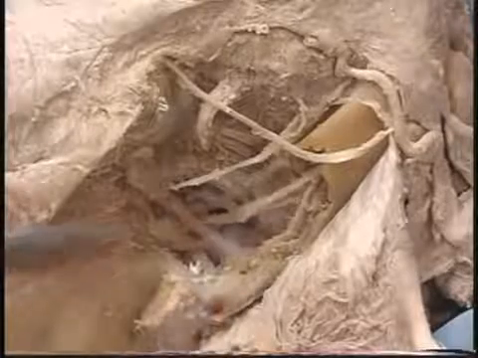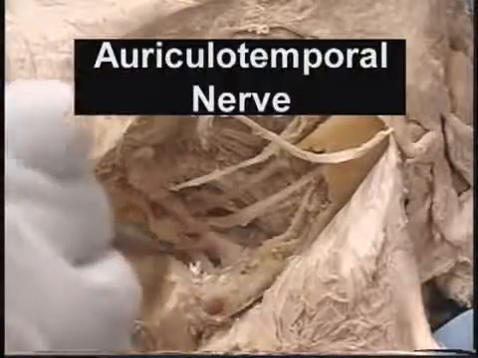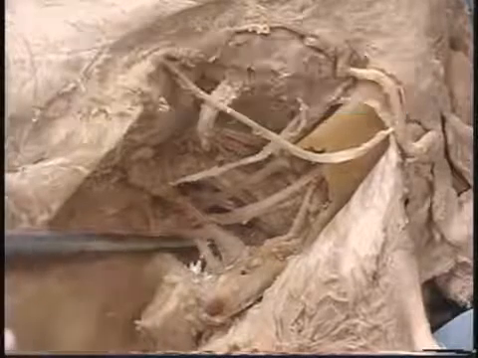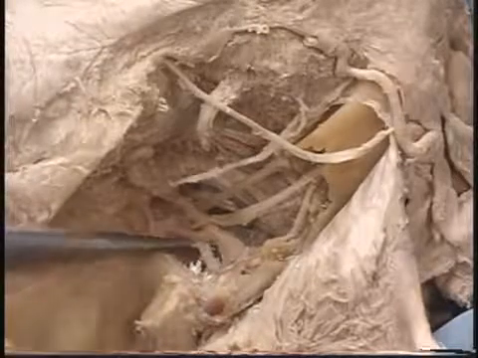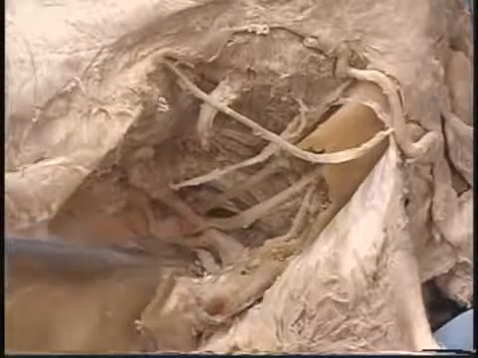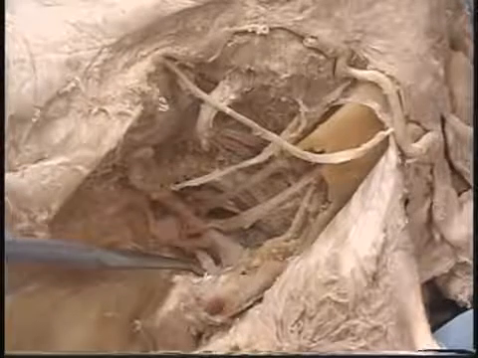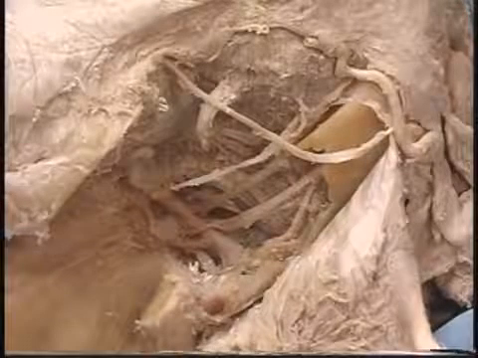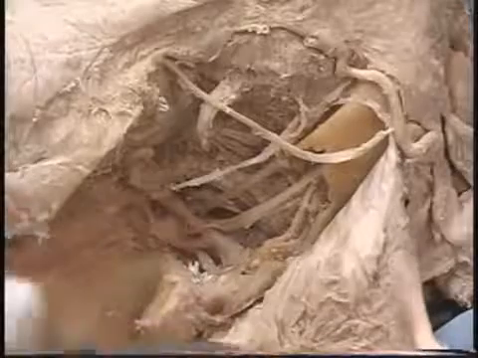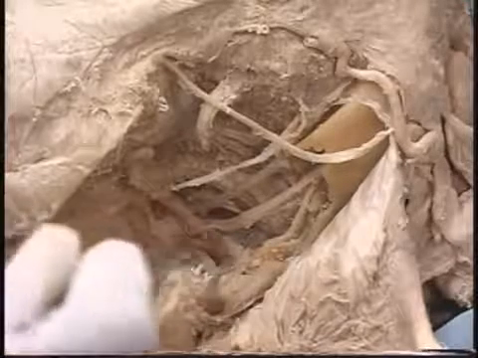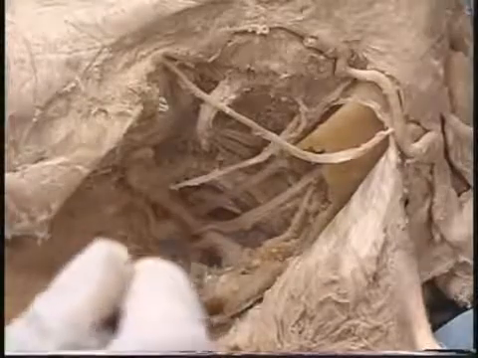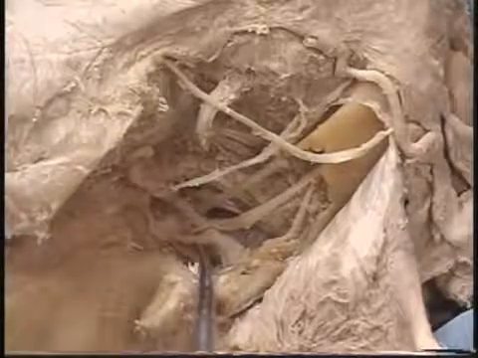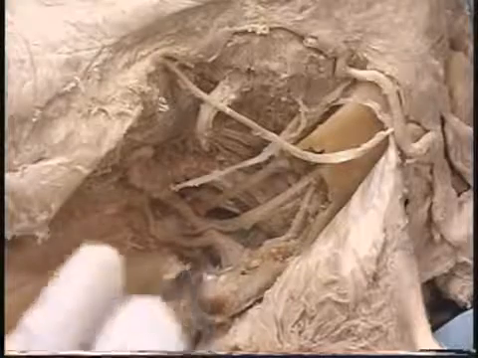The fourth branch runs posteriorly from its origin towards the TM joint, crosses the TM joint, and comes towards the temporal region and the auricular region. It supplies the skin in this area, but before doing that, it forms a loop around the middle meningeal artery. So now my probe is holding the middle meningeal artery.